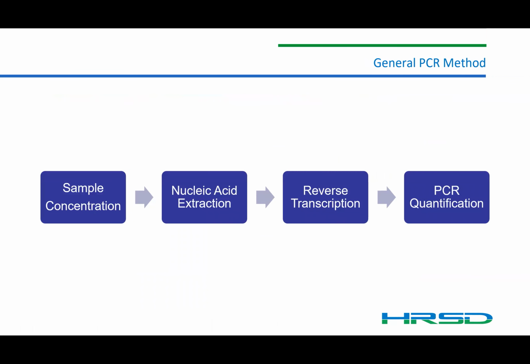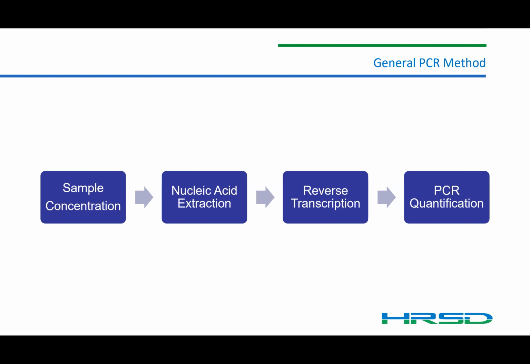Now, honing in on those PCR-based methods, I think the majority of the workflows can be broken down into these 4 steps. Once you collect your sample, there's sample concentration, essentially where you're concentrating large volumes and concentrating down those viruses. Then nucleic acid extraction, reverse transcription, since SARS-CoV-2 is an RNA virus, and PCR quantification. And there's many iterations within each one of those steps.